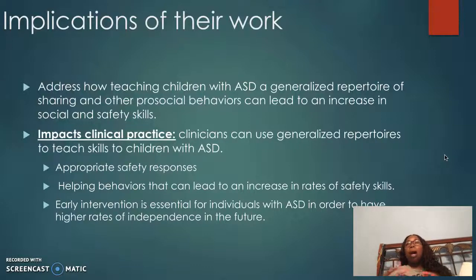So if they acquire helping behaviors first, clinicians can use those helping behaviors in a way to teach safety skills. And early intervention is essential for individuals with autism in order to have higher rates of independence in their future. And also, this work has impacted my life because I currently am a special education teacher and an ABA instructor, and this is something that I could bring to the school to help further teach the children skills and to better get a handle on helping them learn safety skills and social skills.